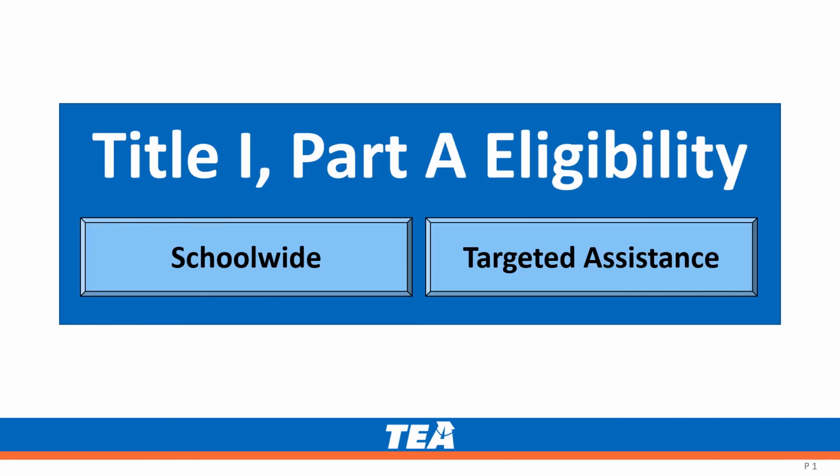As mentioned earlier in the training, please note that the low-income percentages that were referenced and the options for serving campuses were for determining overall Title I Part A eligibility. An LEA must first determine if a campus meets overall Title I Part A eligibility before determining which program a campus will implement. If a campus does not meet overall Title I Part A eligibility, they cannot operate a Title I Part A program.